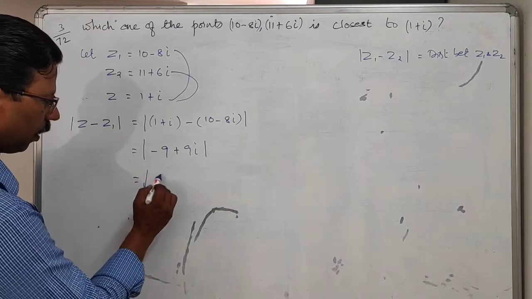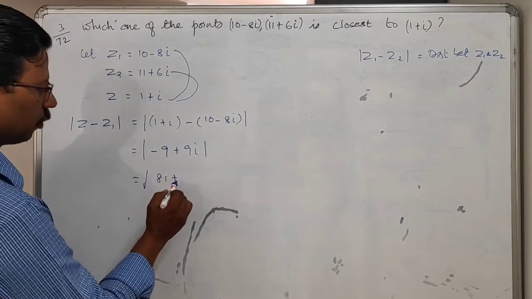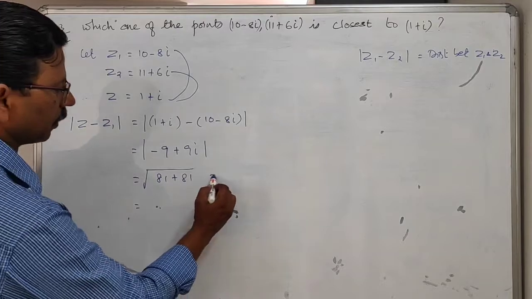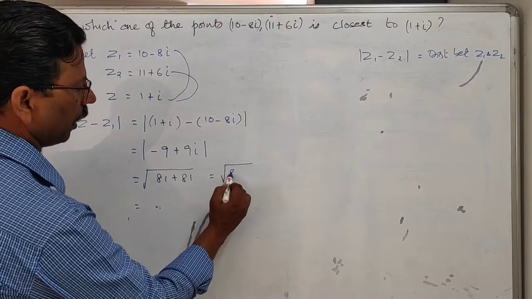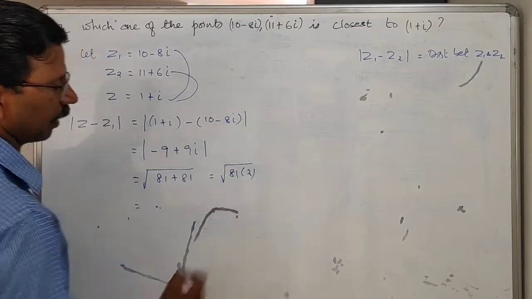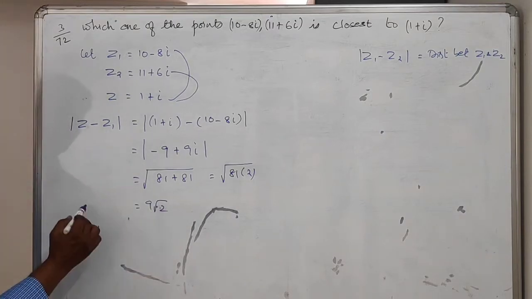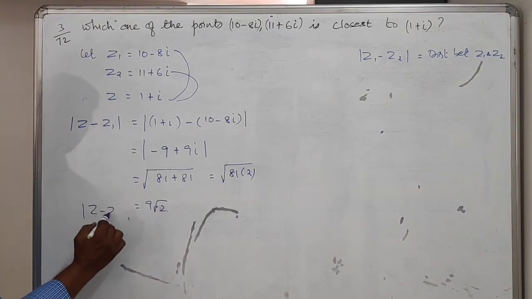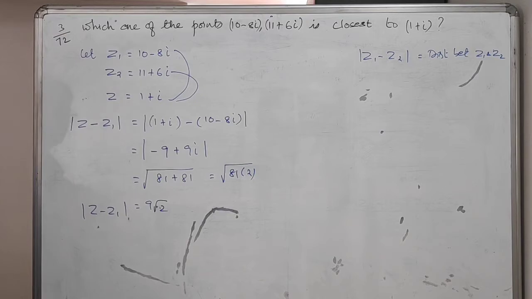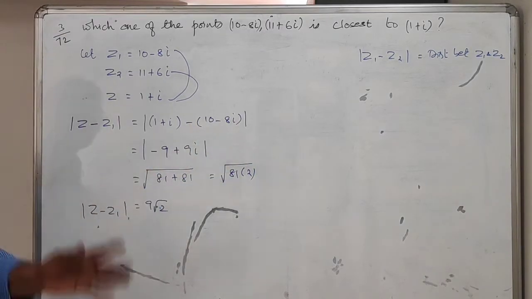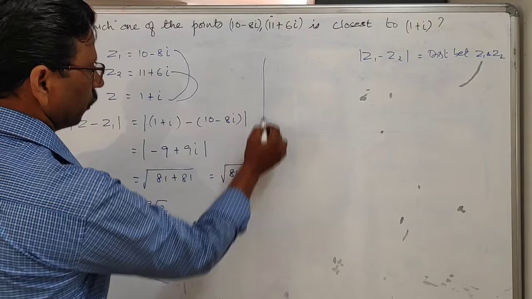Therefore, you can write 9 square 81 plus this also 81. Therefore, this can be written as root of 81 into 2. Therefore, this can be written as 9 into root 2. Modulus of Z minus Z1 can be written as 9 into root 2, or you can say root of 162. Right? Whatever, let it be.